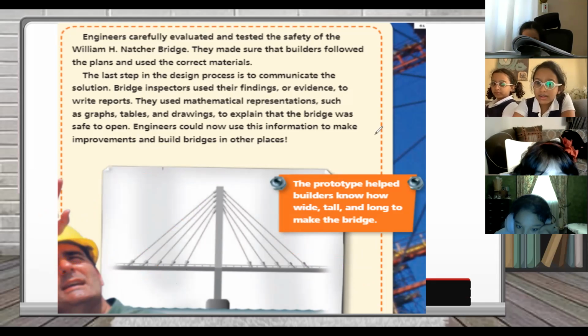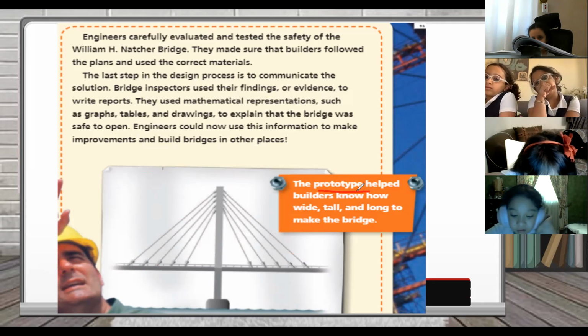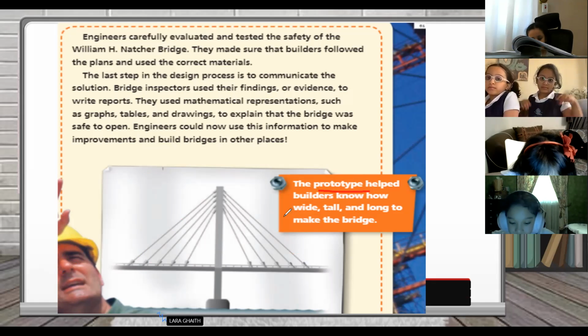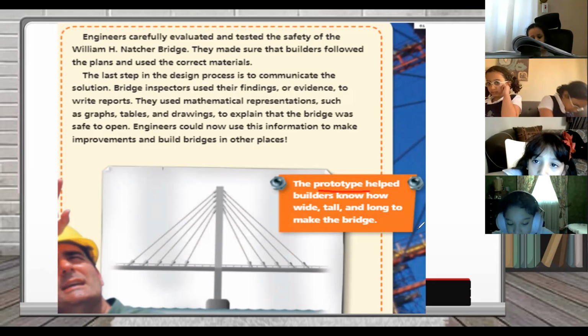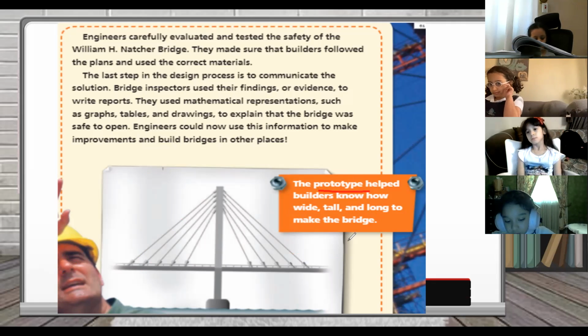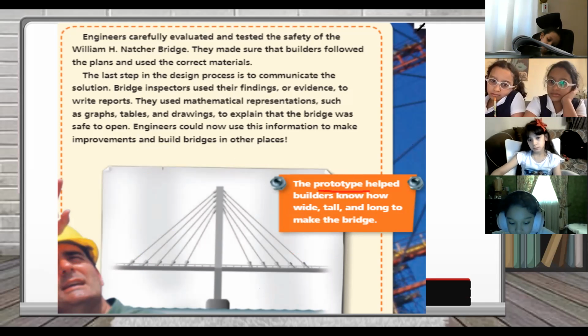Okay, the prototype. If they want to build another one, they have to make a prototype, make a model first, and then test. Is the width good? Is the height good? Is the length good? The prototype will help builders to know how wide, tall, or long to make the bridge, the measurements. It will help them to know what numbers they should follow.